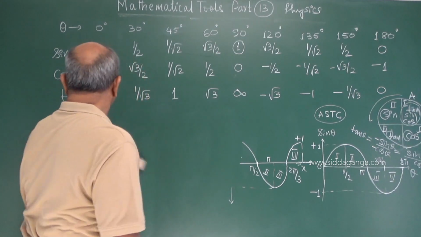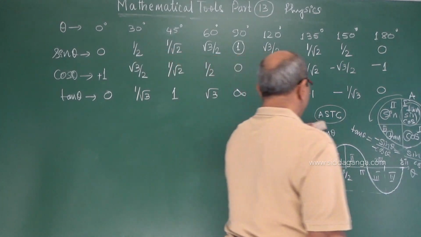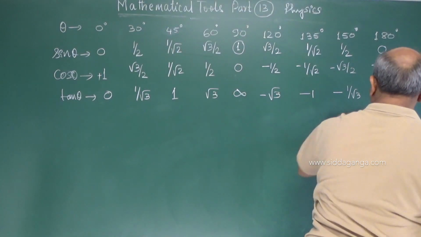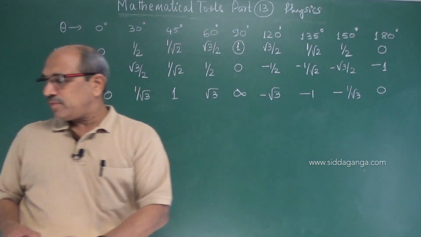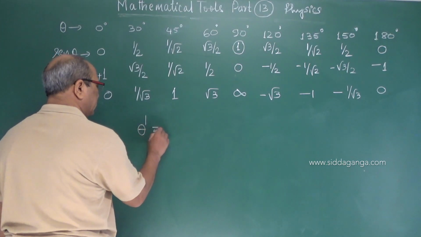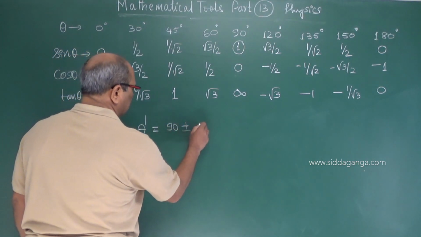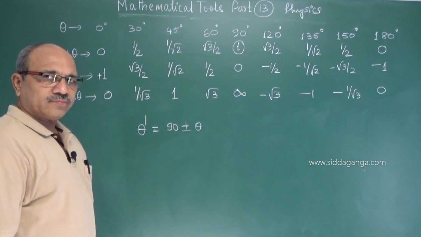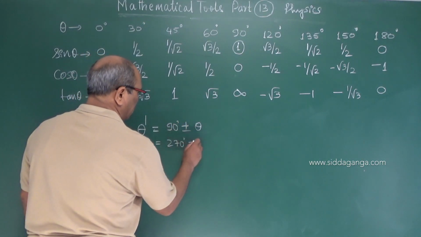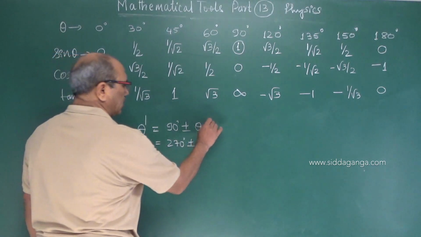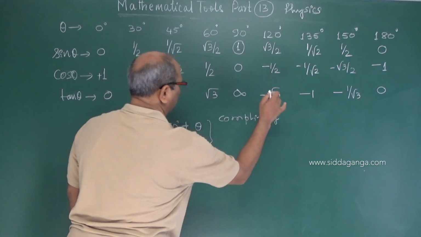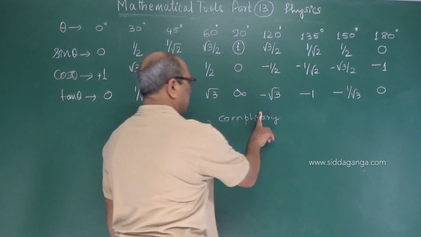That is, suppose for sine or cos or tan, the angle theta dash given is 90 plus or minus theta, or 270 degrees plus or minus theta, then complementary values come when we apply the trigonometric ratio for this. Complementary.